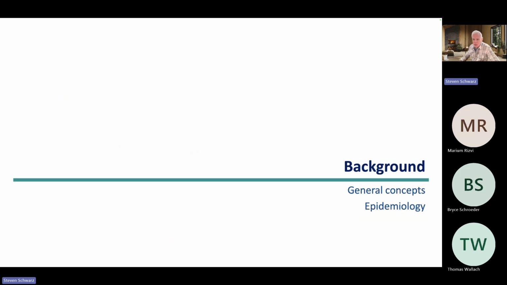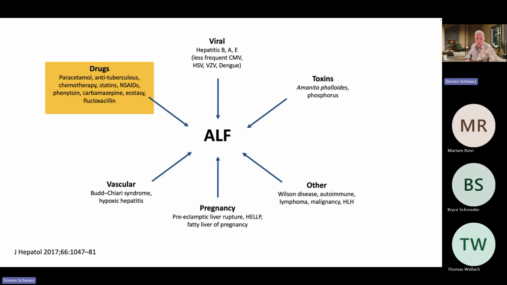So let's start with some of the background, general concepts in epidemiology. And what we're most worried about, of course, is that drug-induced liver injury can lead to acute liver failure. And of course, we've talked about ALF on several lectures, and we know that the most common cause of ALF is idiopathic. But then we get through the viral, the direct toxins, magic mushrooms. We talked about Wilson disease.